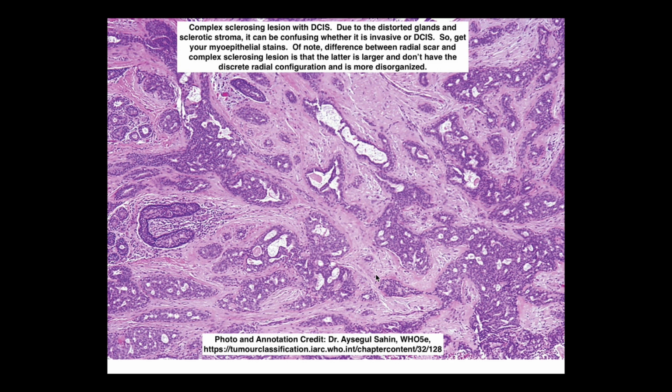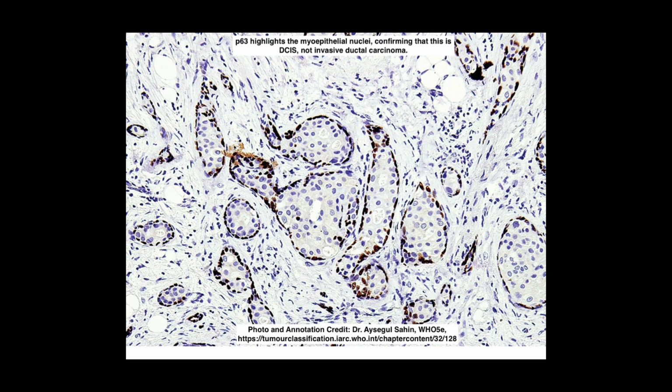You can see a little bit of cookie cutter shapes, and the quality is not as great, so I apologize for that, but there's some monotony that we can appreciate here. Due to the distortion of the glands and sclerotic stroma, it can be confusing whether the atypia is DCIS or invasive. So get your myoepithelial stains like your calponin and p63. Here's an instance of p63 highlighting the myoepithelial nuclei, confirming that this is DCIS and not invasive ductal carcinoma.